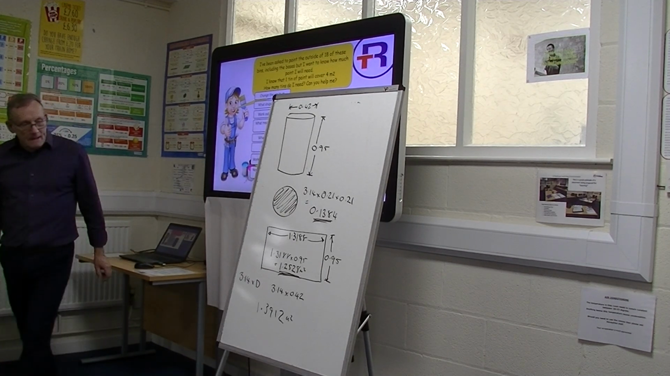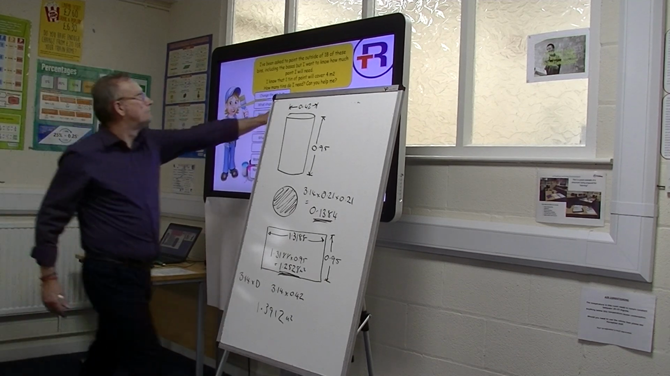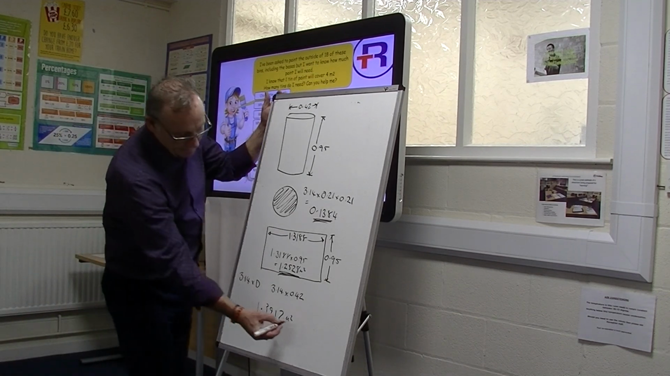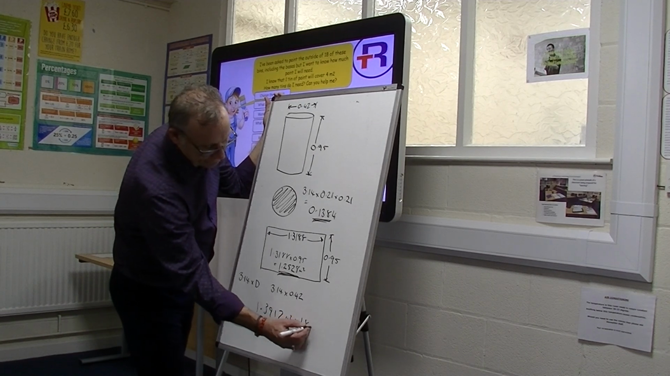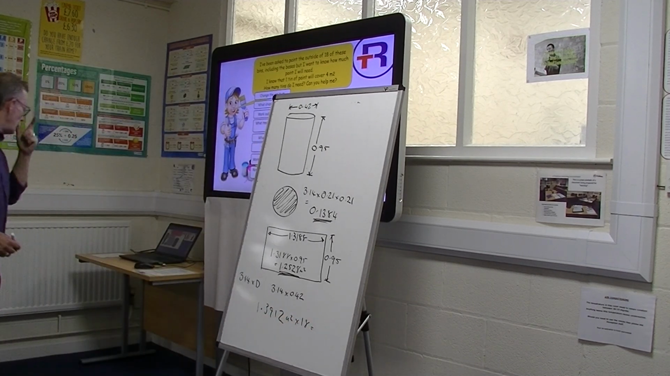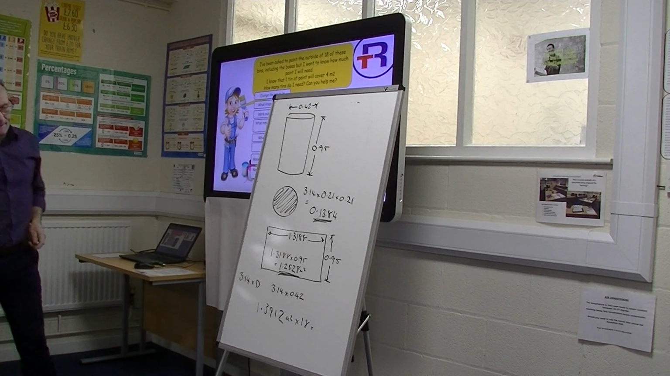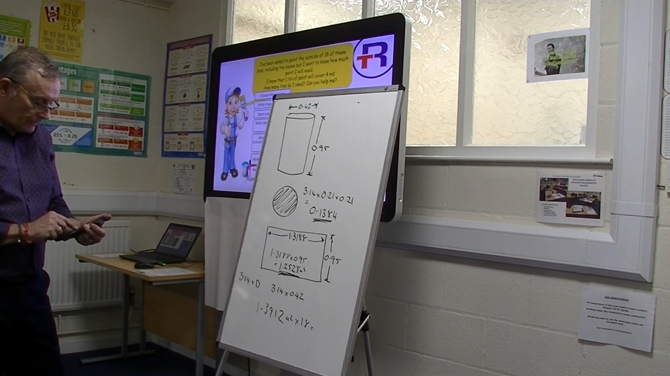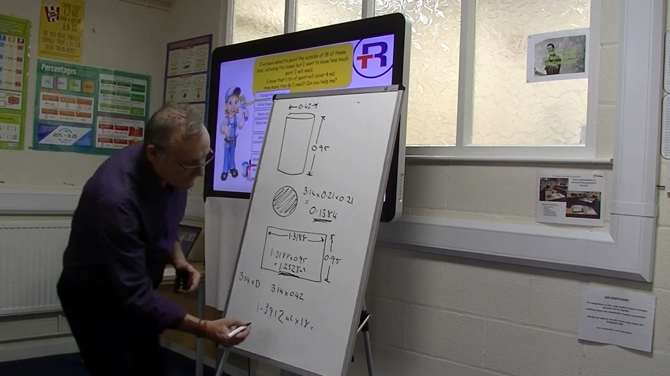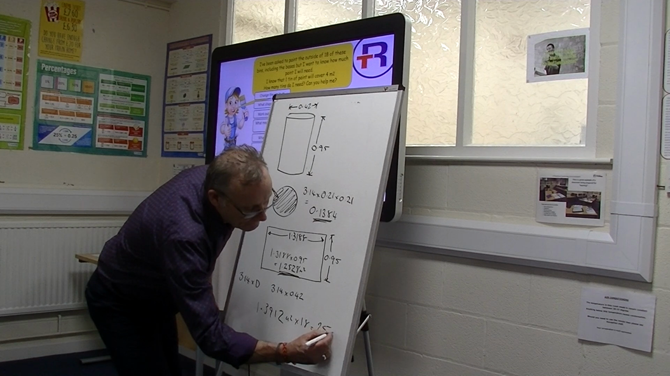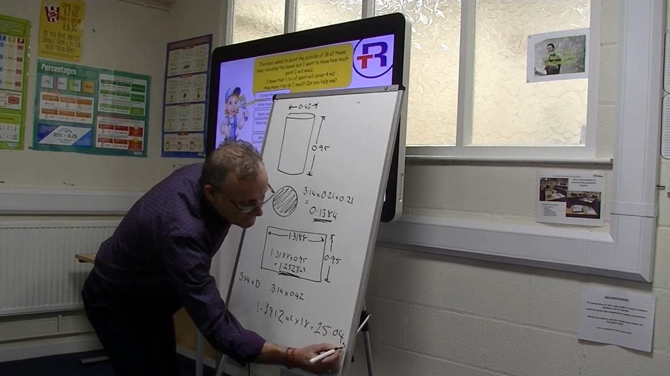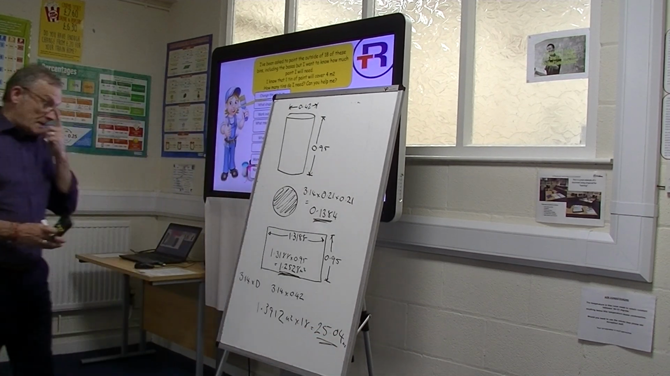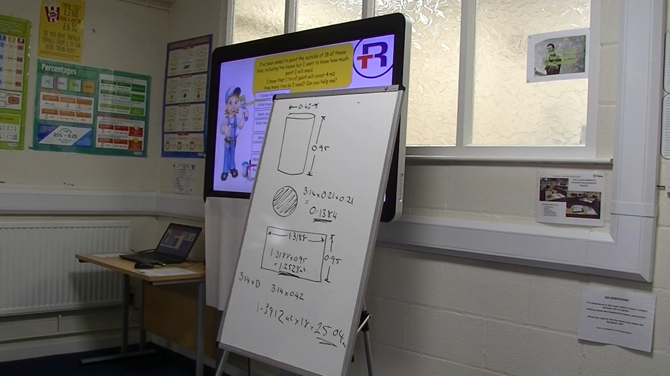Times that by 18 now, because she's painting 18 of those. Ooh, that's a lot. She's painting 18 of those. What's that going to give us? 1.3912 multiplied by 18. It's going to give us 25.04 square metres. So in total, she needs to paint 25.04 square metres of bin.